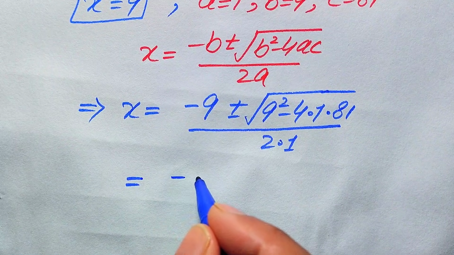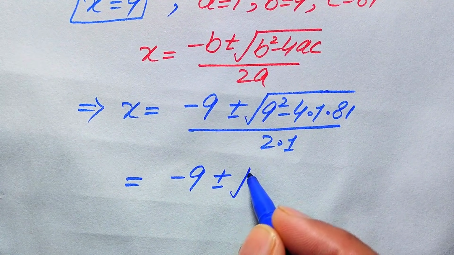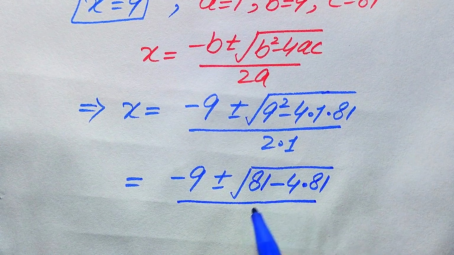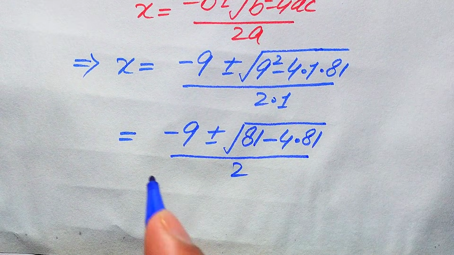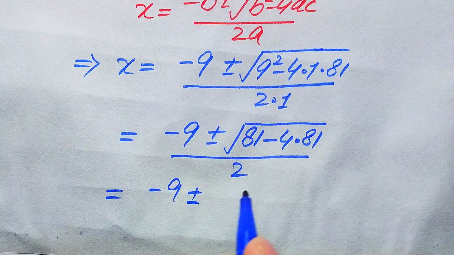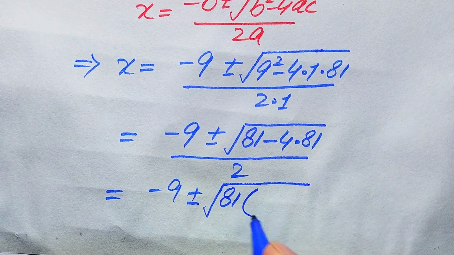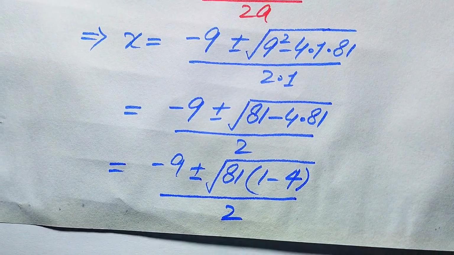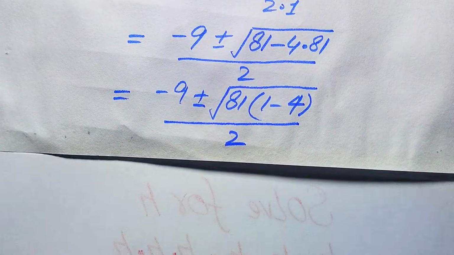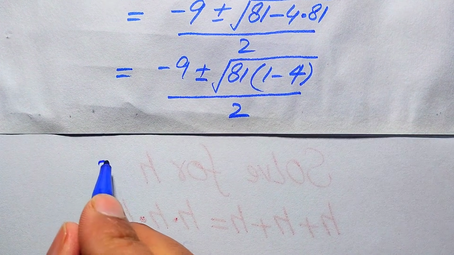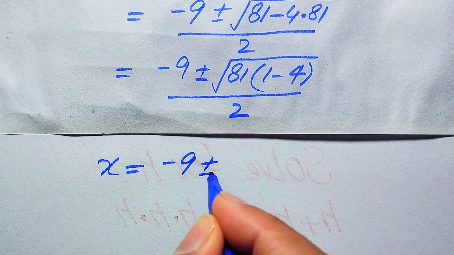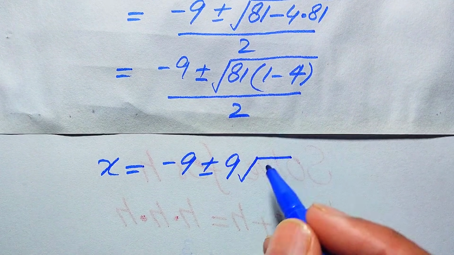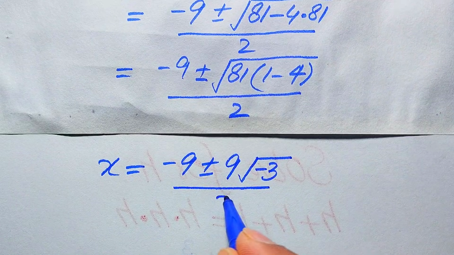So further in the next step we need more simplifications, and it will be written as minus 9 plus minus the square root of 9 squared becomes 81 minus 4 times 81, divided by 2 times 1, which is 2. And now in the next step we need to see inside the square root sign, and here we have 81 as the common term, and when we take 81 common we get the remaining values 1 minus 4, and it is divided by 2. In the next step, further simplifications, and it will be written as x is equal to minus 9 plus minus, here we know that the square root of 81 becomes 9 times 1 minus 4, and 1 minus 4 becomes minus 3, and it is divided by 2.